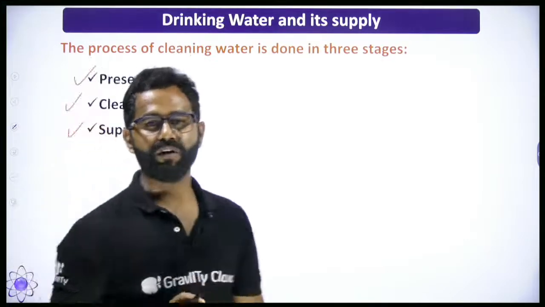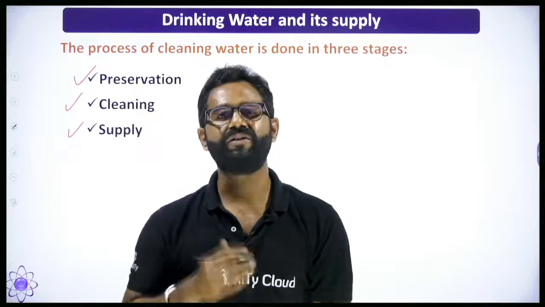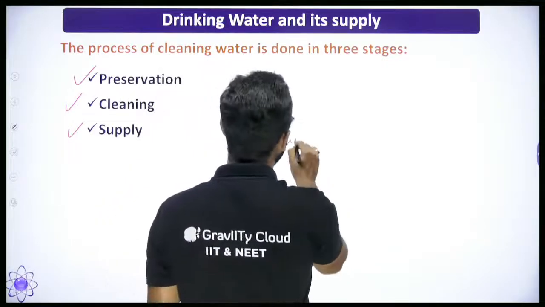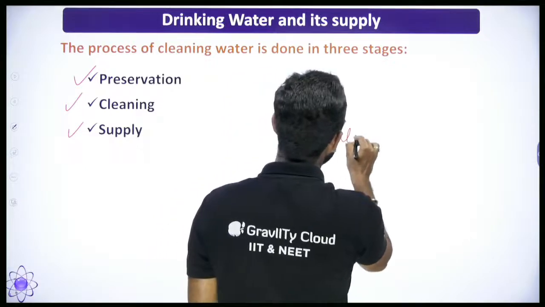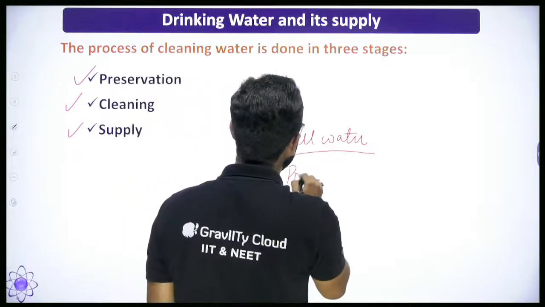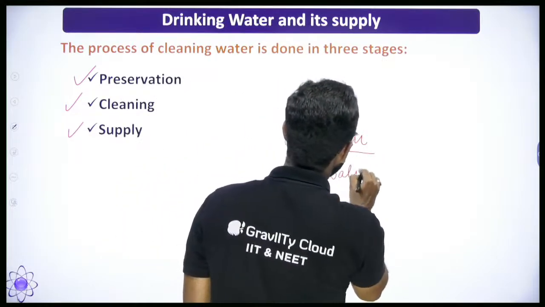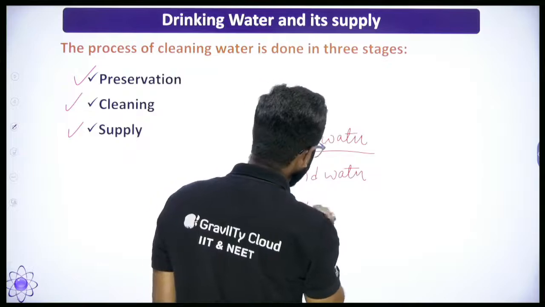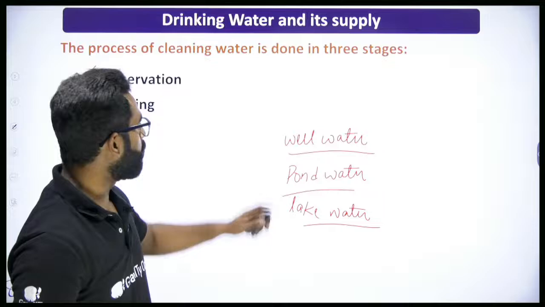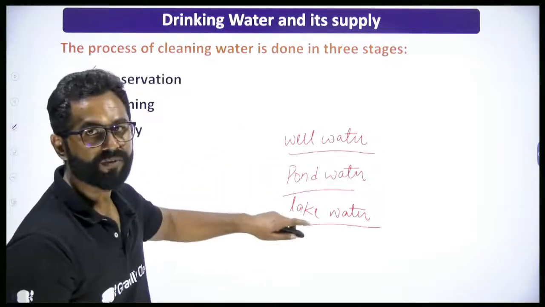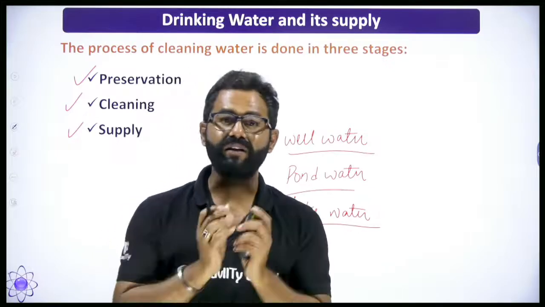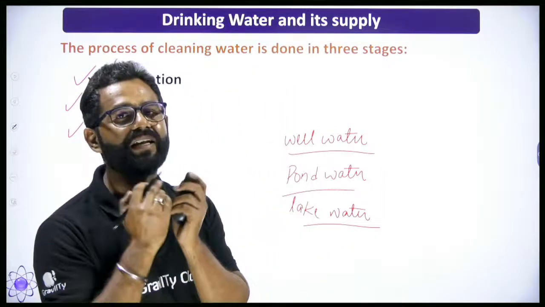See, all the water which we drink has different resources, right? It can either be well water, or it can be pond water, or it can be lake water. So the water which we drink can come from a well, or from a pond, or from a lake, or other different resources, right? But the thing is, how does the water get replenished?